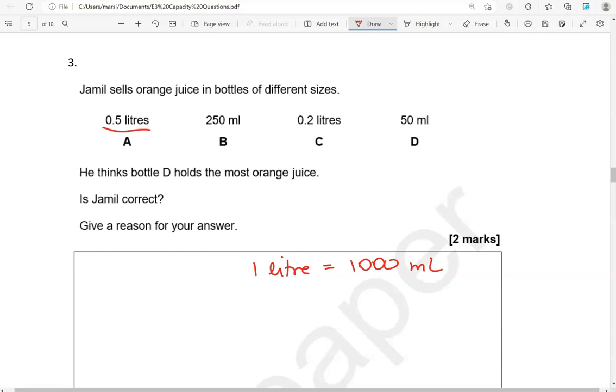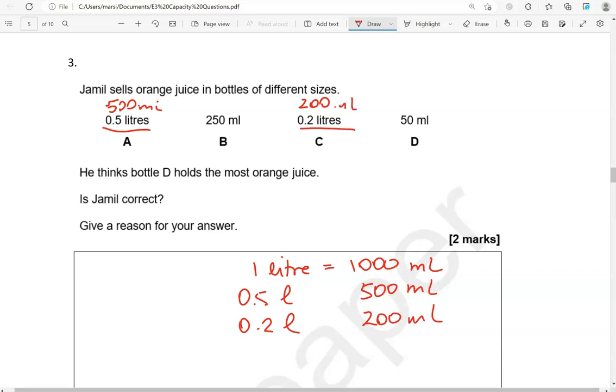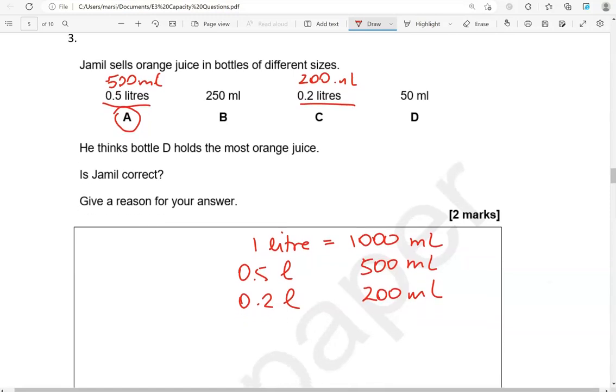So 0.5 litres is half a litre. That's 500 millilitres. 0.2 litres, that is 200 millilitres. So we've got these in millilitres now. 500, 250, 200, 50. Which one holds the most? That is A, because 500 is greater than 250, greater than 200, greater than 50. So is Jamil correct when he says that bottle D holds the most, which is only 50 millilitres? We're going to say no. And we're going to say A holds the most.